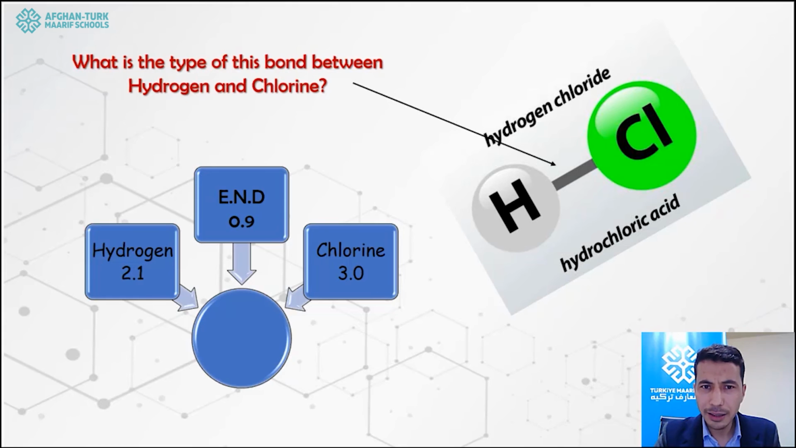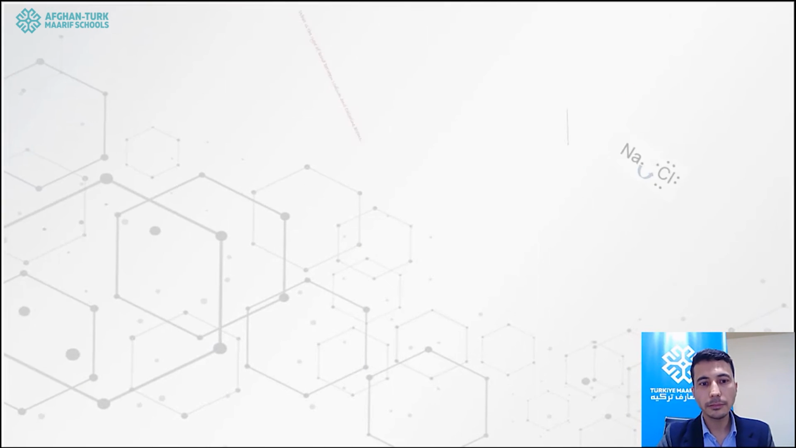What do you think? What kind of bond is this? Can you answer me? If you know, write in the comment section below. Okay, let me answer you. The answer is that it's a polar covalent bond. Yes, exactly. The bond between hydrogen and chlorine is a polar covalent bond. Okay, let's see the last question.